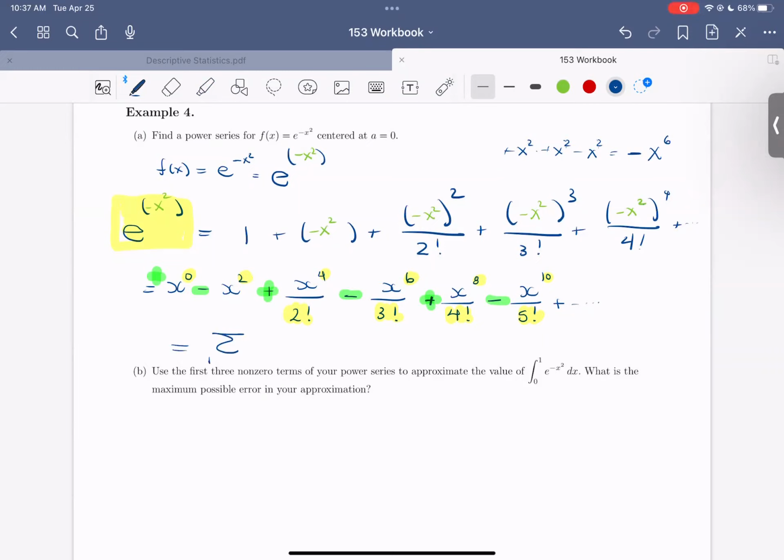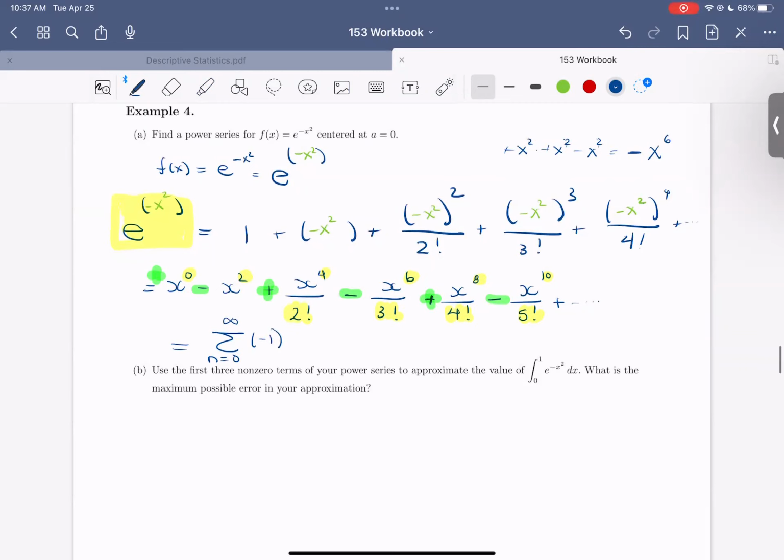So I'm going to take a sum of n equals 0 to infinity. I want to alternate, so I'm going to have my negative 1 there to the power of n. As my first term is positive, negative 1 to the 0 will be positive. And then the term that I'm multiplying by in the numerator is going to be x to the, well, I only have, again, even numbers.